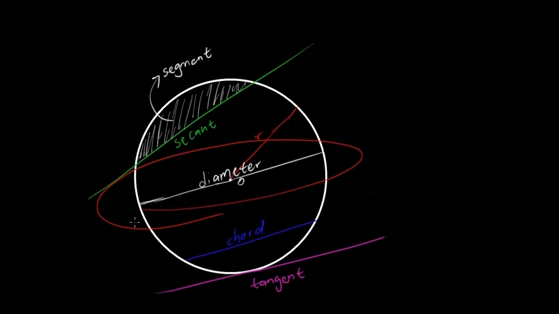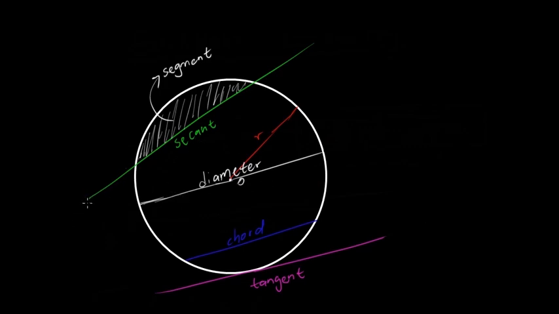This is the chord that passes through the center. A chord that passes through a center is called a diameter. But any line from the circumference to the circumference of the circle is a chord. But do not call a diameter a chord. Just say it's a diameter.